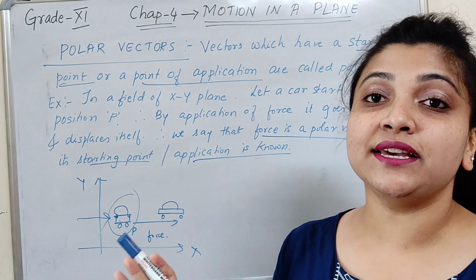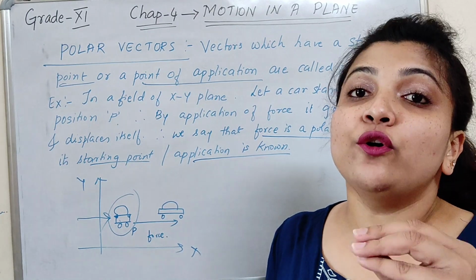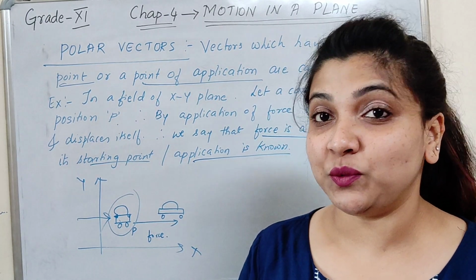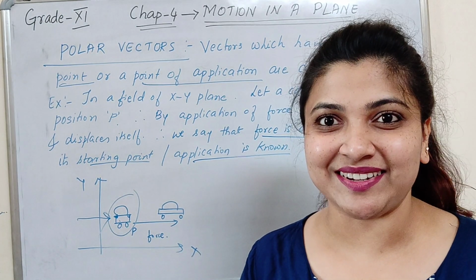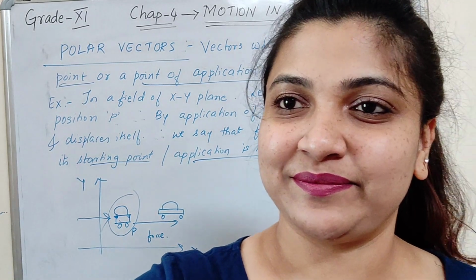Just think that polar vectors are those where we know the location of it. We know from where they are starting. Clear? Now we'll go ahead with the second type of vectors, that is axial vectors. Let's get started.